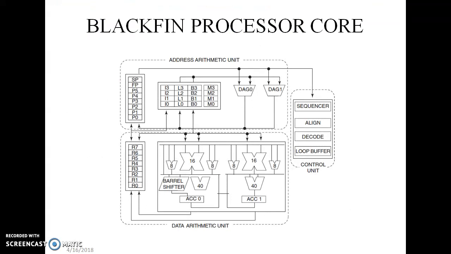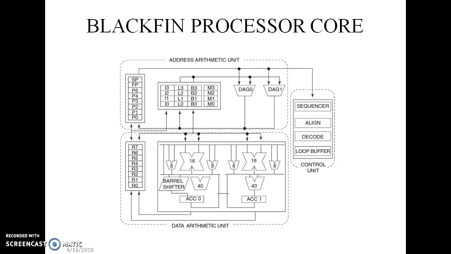This is the Blackfin processor core. It consists of three major units: the address arithmetic unit, the data arithmetic unit, and the control unit. In the address arithmetic unit, we have DAG0 and DAG1, which stand for data address generators, and a buffer unit. Then I0 to I3 stand for index registers, L0 to L3 length registers, B0 to B3 base registers, then stack pointer, frame pointer, and P0 to P5 pointer registers. That corresponds to the address arithmetic unit.